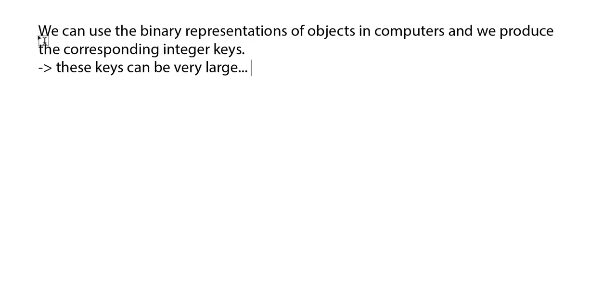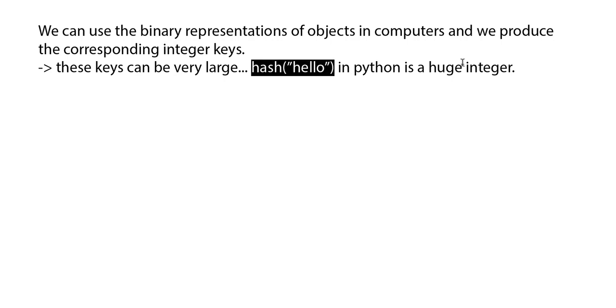And with Python, if you just do hash of hello or something like that, it gives you a huge integer. So Python has this built-in hash function, and if you hash hello in Python, that's going to give you a huge integer. So what else do we need to do?